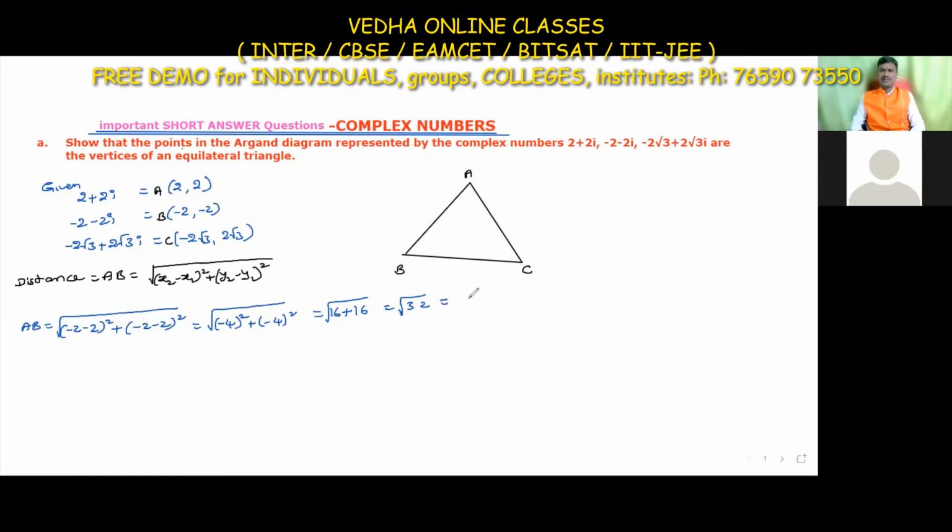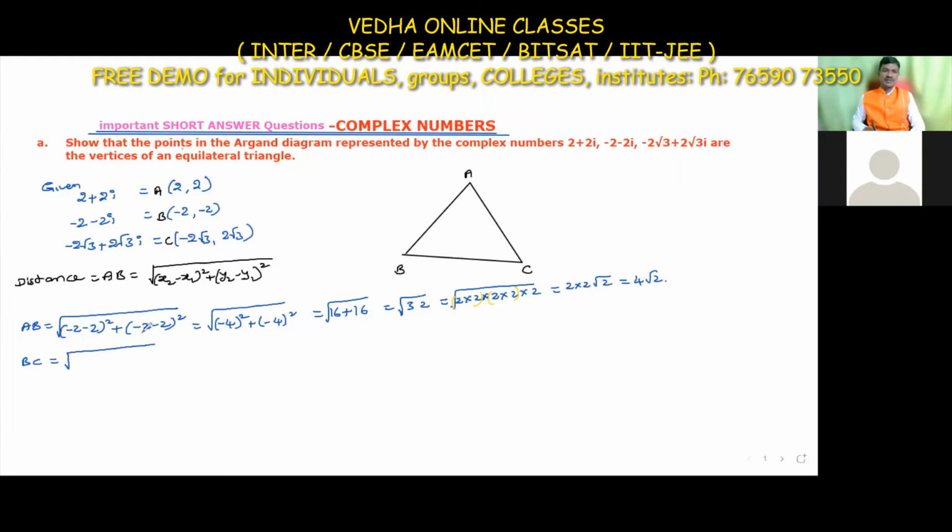So what can we write 32 as? Using prime factors, 2 times 2 times 2 times 2 times 2. We can take the 2's outside as pairs. 2 into 2 becomes 2 square, and the square and root get cancelled. So we get 2 into another 2, and one more 2 stays inside. That means we get 4 root 2. So AB is 4 root 2. Now find the BC distance.